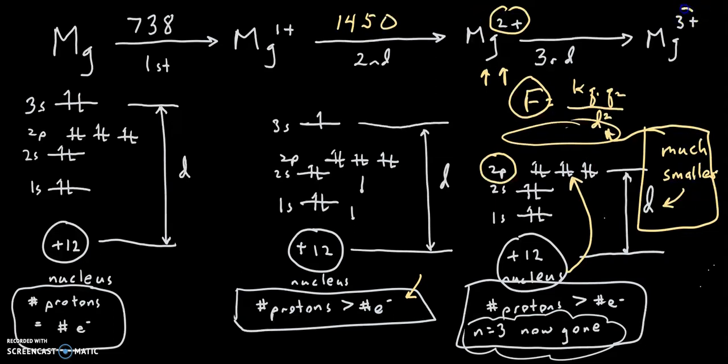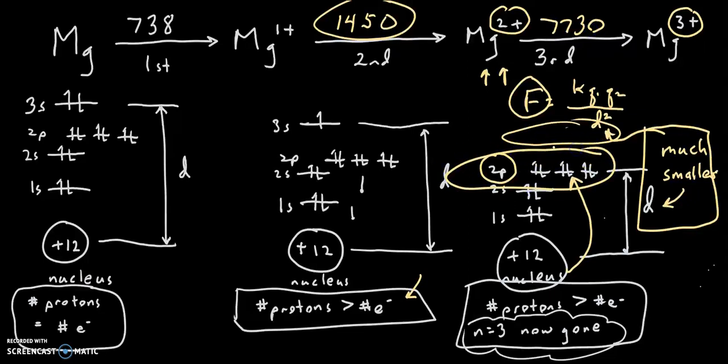When we're going from a +2 to +3 ion, we jump from 1450 units of energy all the way up to 7,730 units of energy, largely because we're extracting an electron now from energy level 2 rather than energy level 3, and that's closer to the nucleus, so the attractive force between the nucleus and the outer electrons has gotten greater, requiring a greater amount of energy to now remove an electron.